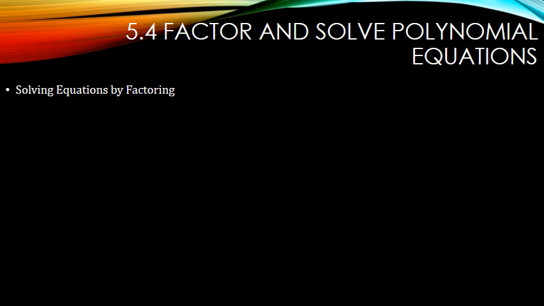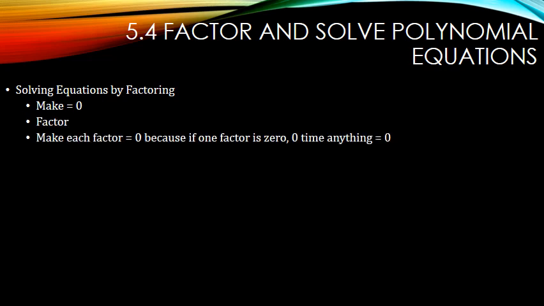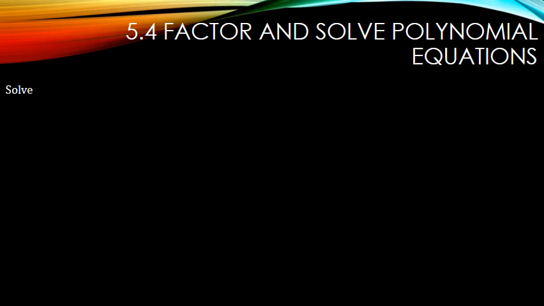So to solve equations by factoring, you make the equation equal 0, so you move everything to one side. Then you factor, and then you make each factor equal to 0, because if one of the factors is 0, 0 times anything equals 0. So it doesn't matter what the other thing is as long as one of the factors is 0. So here, let's solve this one.